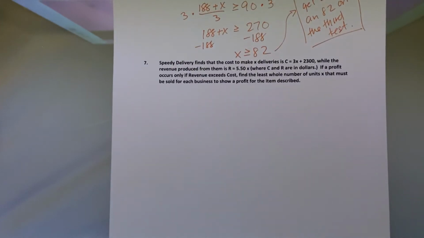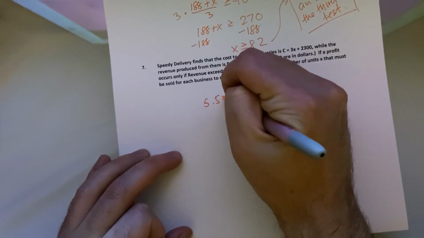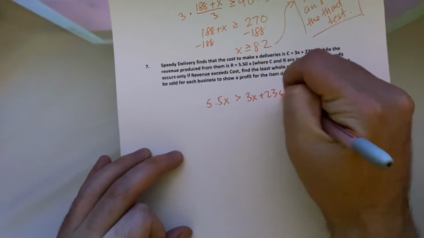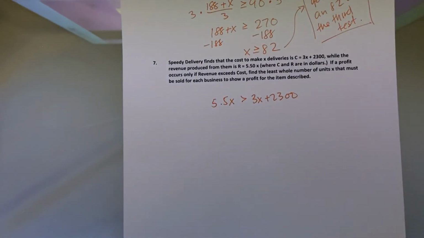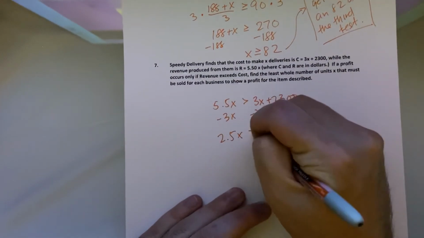And lastly, Speedy Delivery finds that the cost to make x deliveries is 3x plus 2,300, while the revenue is 5.5x, where C and R are in dollars. If a profit occurs only if revenue exceeds cost, find the least whole number of units x that must be sold for each business to show a profit. So profit occurs when revenue exceeds cost, so I need 5.5x to be greater than 3x plus 2,300. Subtract 3x. 2.5x is greater than 2,300.